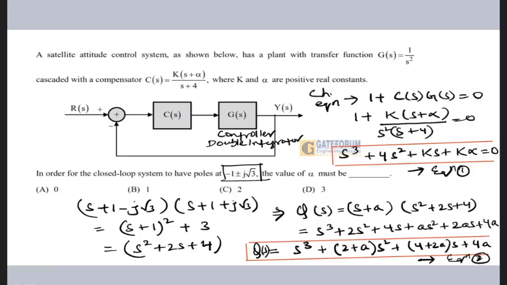Now compare equation 1 and 2. If you compare, you can see that both are now third order characteristic equations. Now for this closed loop system to have this particular pole, I should have both third order characteristic equations matching, right? So their coefficients should match. So 4 should be equal to 2 plus a, k should be equal to 4 plus 2a, and k alpha should be equal to 4a.